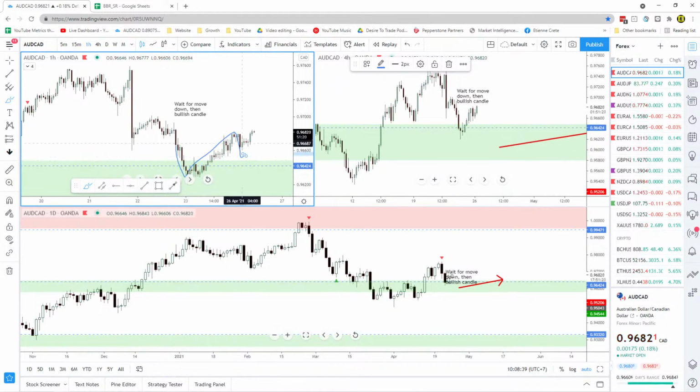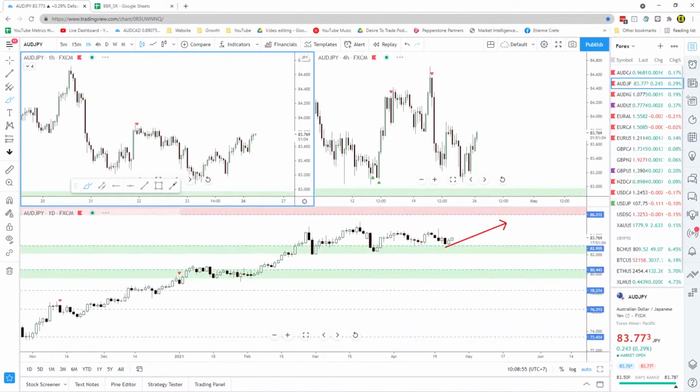Now here we didn't have any pullback yet, so we're waiting for the pullback and then the bullish candle to enter on this pair. This should be happening soon, probably between the next 2 or 3 days if it happens, of course. And that's on a 1 hour chart, not on the other time frames.